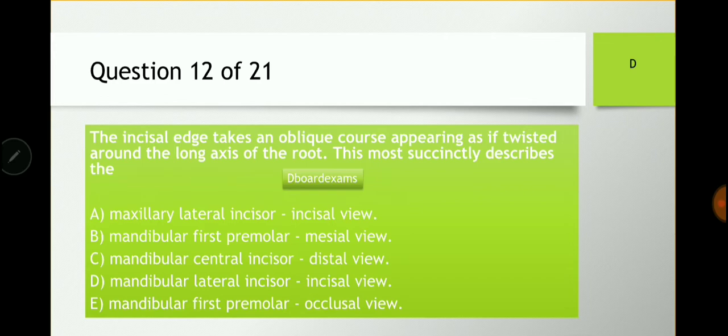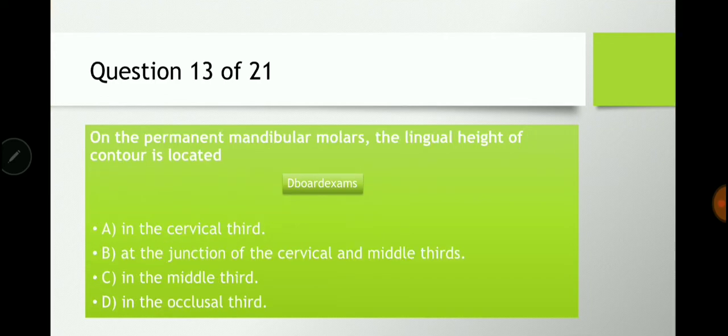All right. So for the next question, I hope you've been practicing and reviewing dental anatomy. You can read all you want, but the most important thing is you have to practice. Try to practice every day. Do some questions every day.